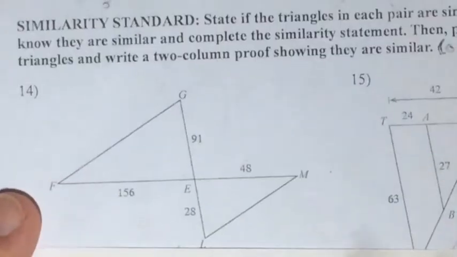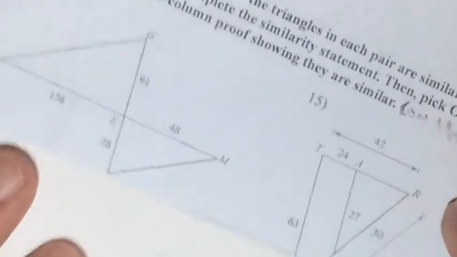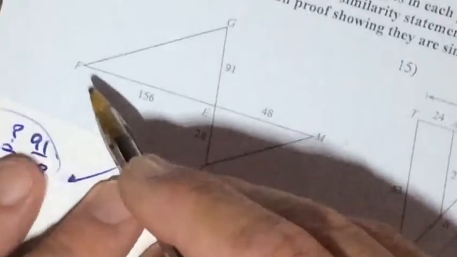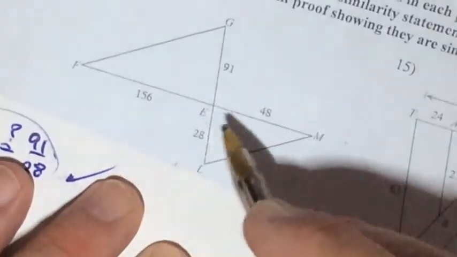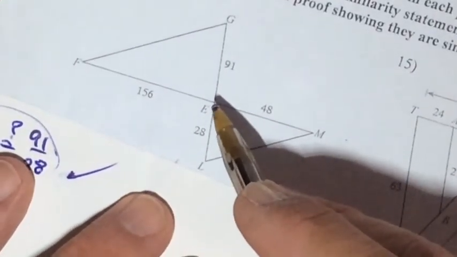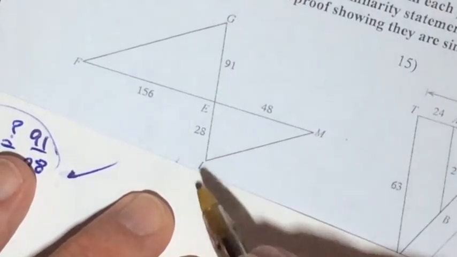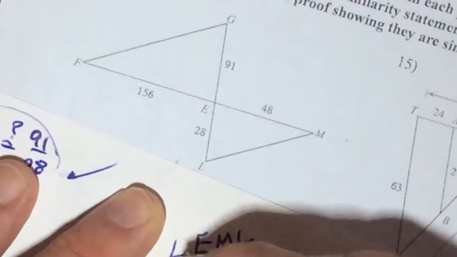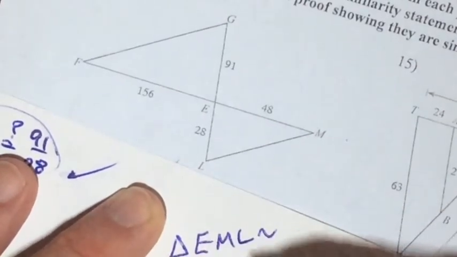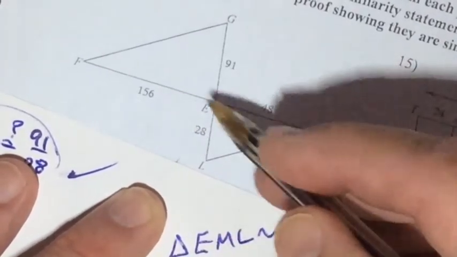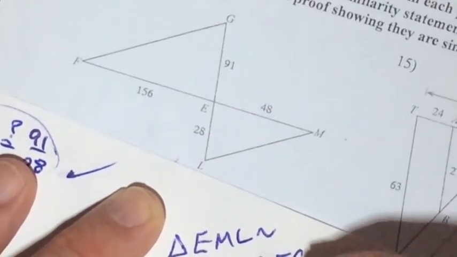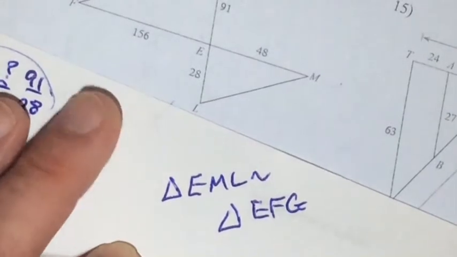Now, how do you write this? Well, let's see. Let's start from the center and go down the long leg, EML. Triangle EML is similar to triangle, start from the center, go down the long leg, EFG. Or anything that matches that.